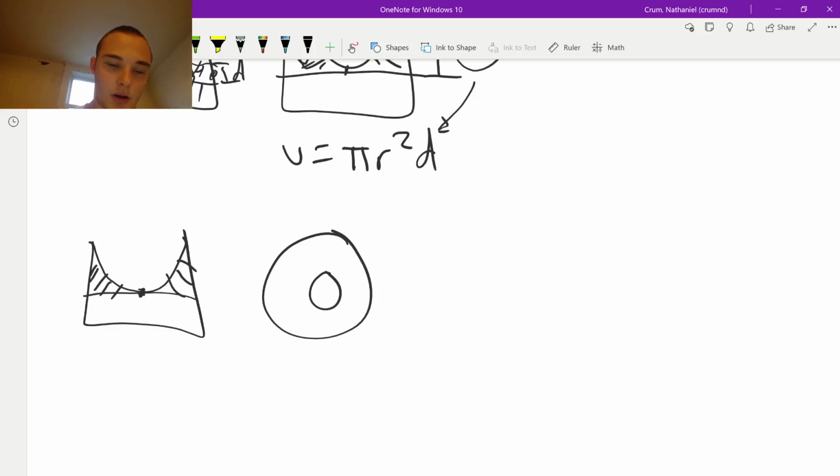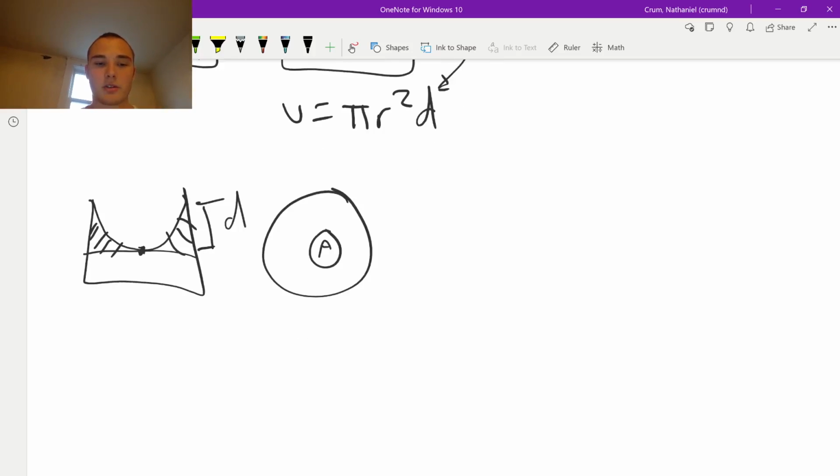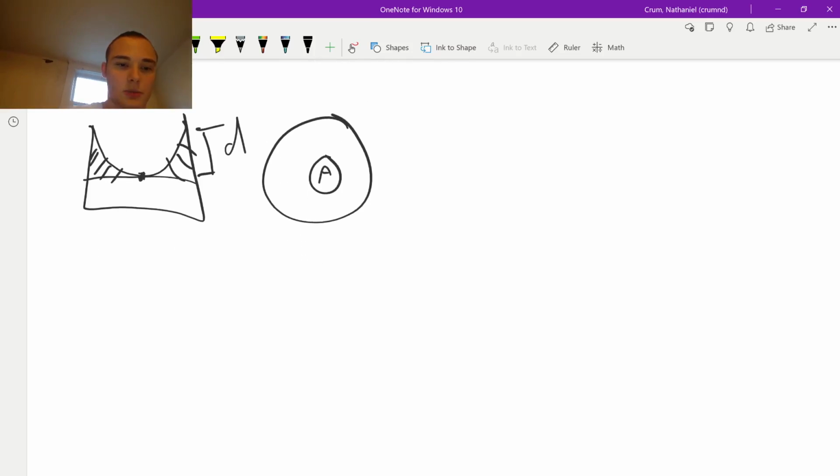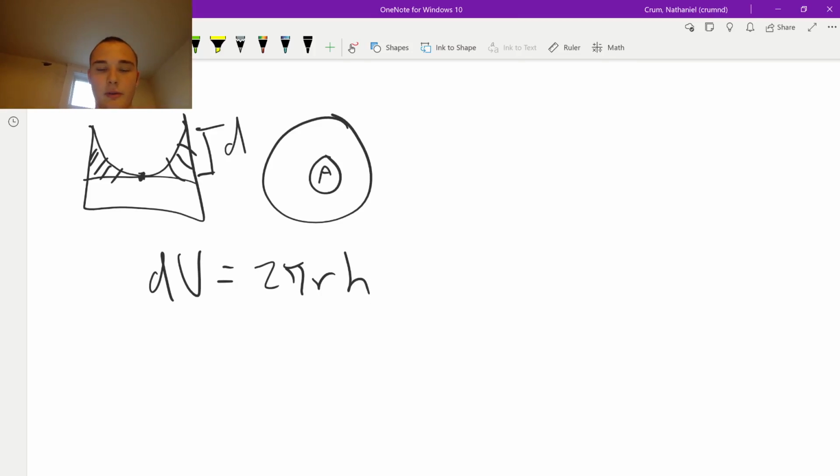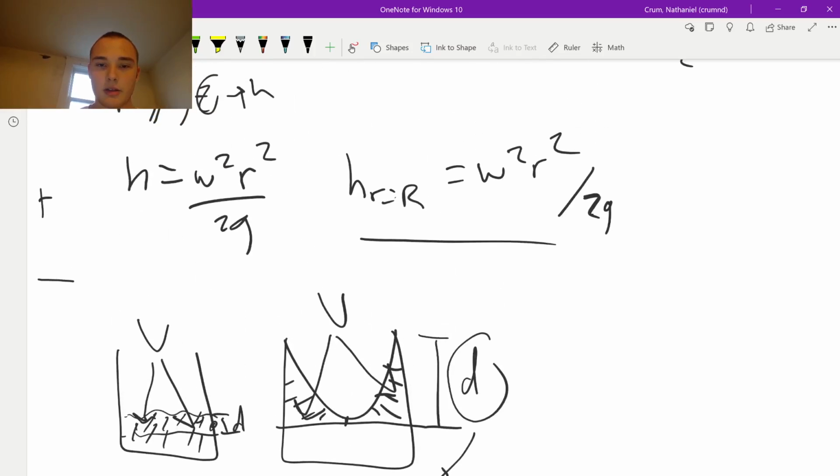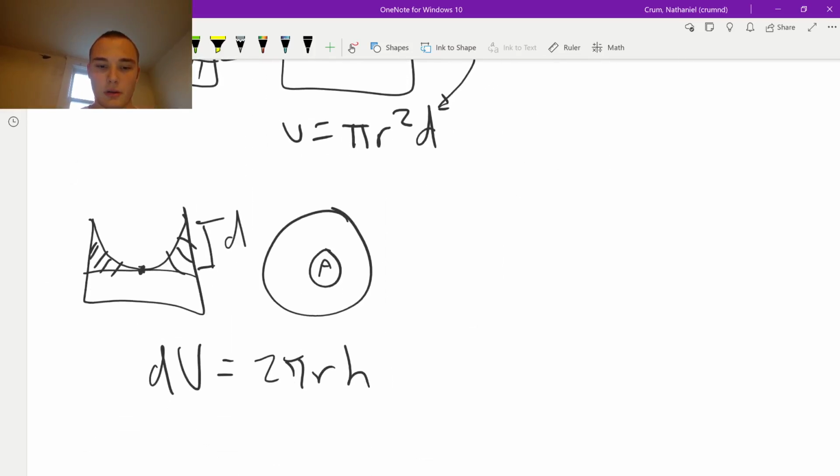So we can say that this is the area. So we can use the circumference of the circle times the height in order to get our differential volume, and then we can integrate that to solve for volume. So basically, the change in volume is equal to 2 pi r times the height. And like we defined up here, the height is equal to omega squared r squared over 2g.